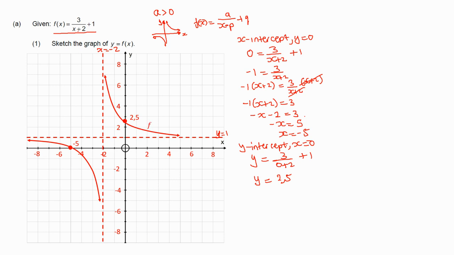This is our graph f, and then we can get all the marks we need here. That's what we're supposed to do for our 5 marks. Where are the marks coming from? From the shape, 1. From the asymptotes, 2, because there are 2 asymptotes. And then the x and y intercepts. Those are the 5 marks. So we're going to do question 4a2 in the next video.